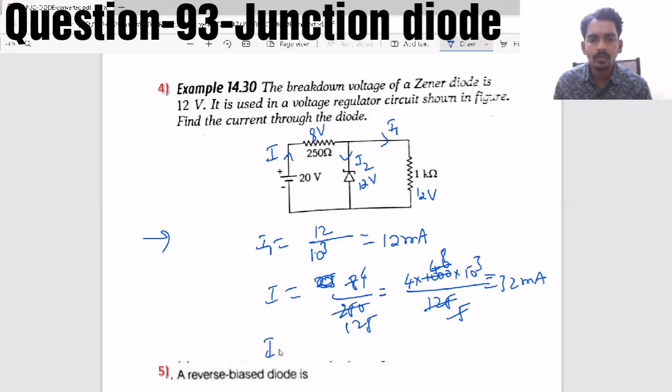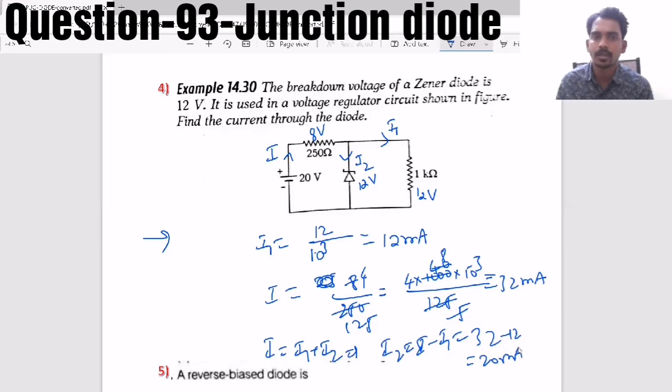Now here I equals I1 plus I2, so I2 will become I minus I1. That is 32 minus 12. So how much it will become? 20 milliampere. So this is the current through the Zener diode. So this way you need to solve the questions.